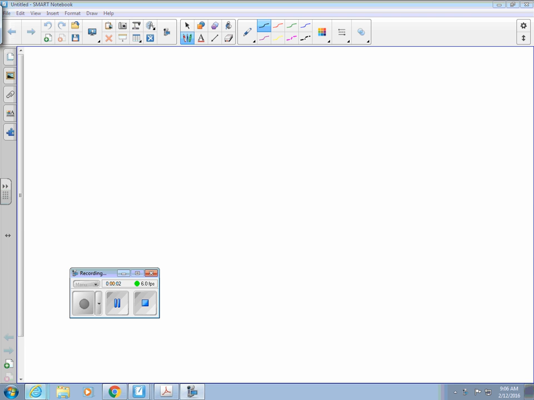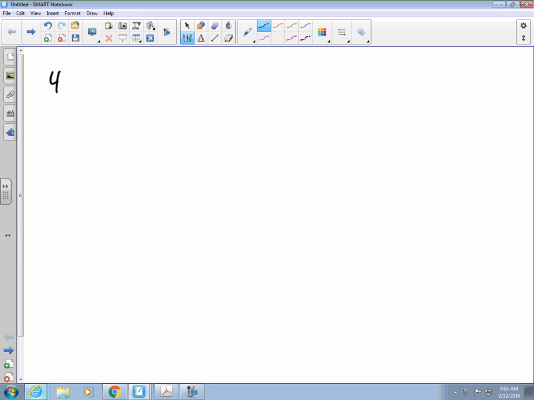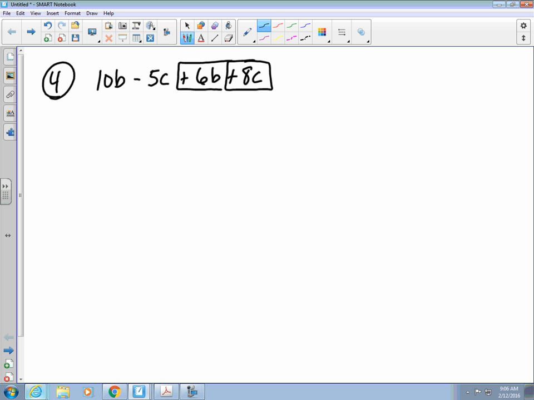Okay, the next topic on your SLO is expressions and simplifying them. So with number 4 on your SLO, it's going to look something along these lines. 10b minus 5c plus 6b plus 8c. In order for the terms to be considered like, they've got to have the same exponent and the same variable. And in order to combine them, we just have to add or subtract the number in front. As far as the variable goes, it remains the same.